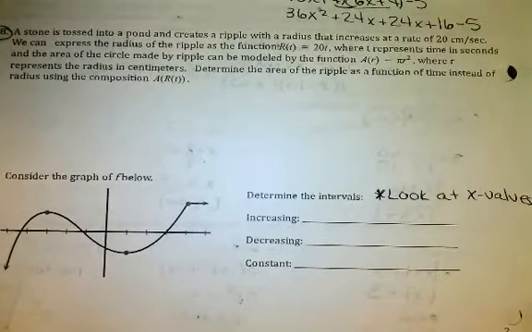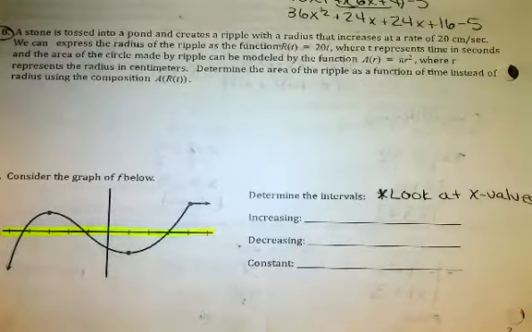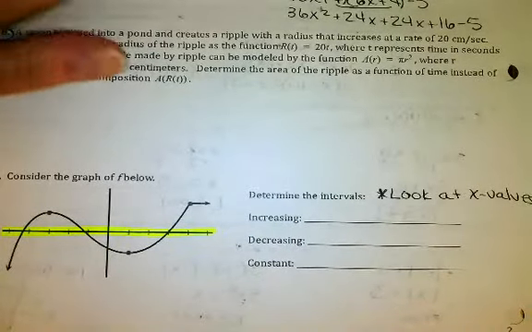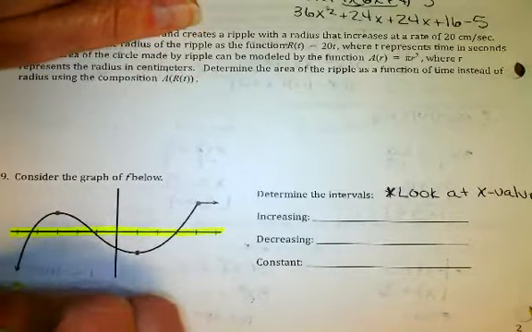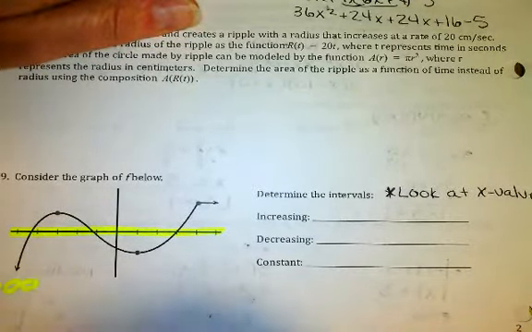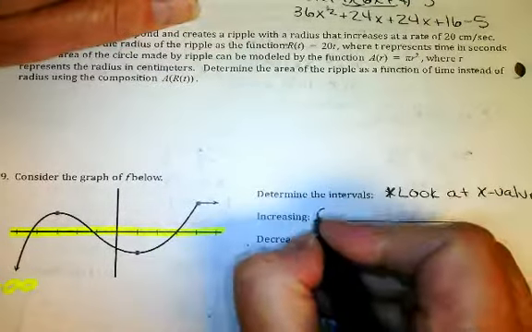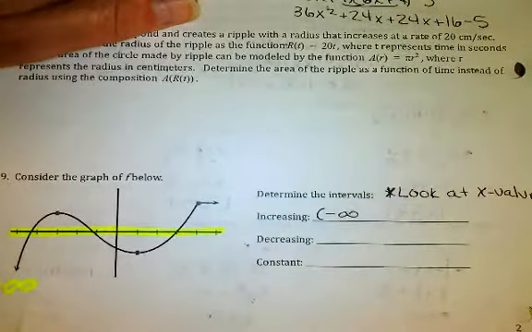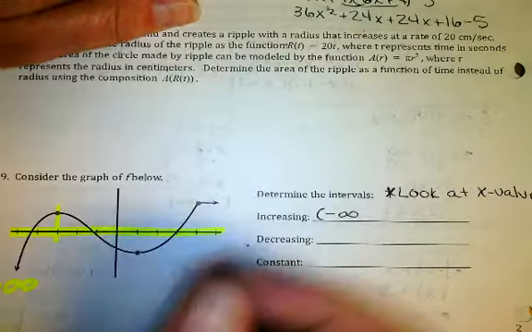Okay, so when I'm looking at the intervals, I should only be focused on these values. That is it. On this one it's increasing from negative infinity. So this will be negative infinity, and then it increases all the way to right here, which is going to be at negative 3.